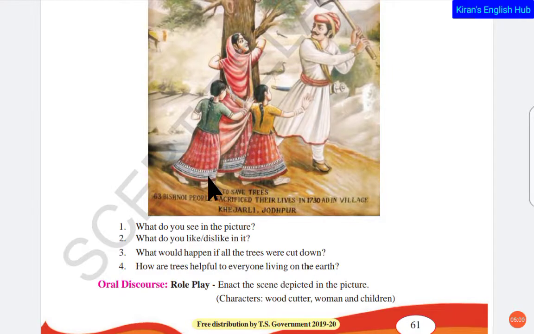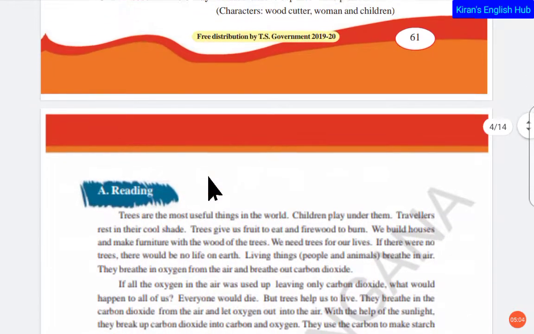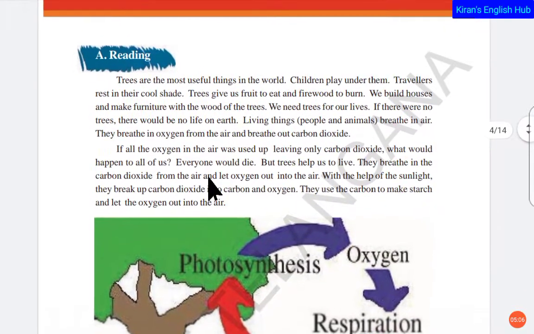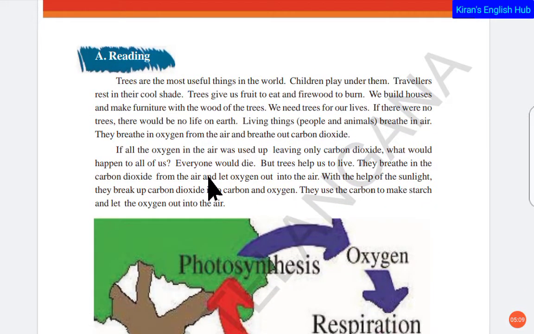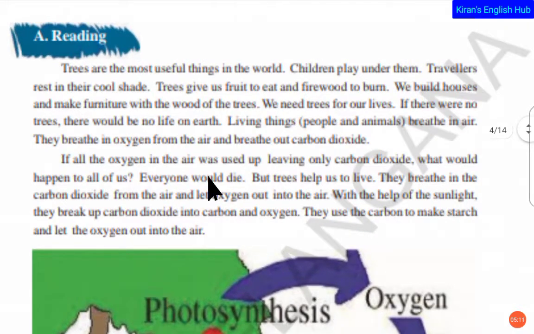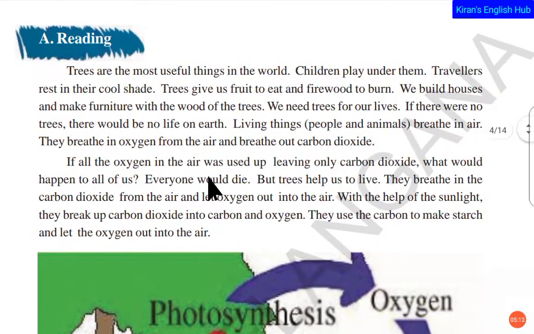Like two children, one lady and a guy who is cutting a tree, and you can enact that. Next, here we go, we have reading A here on the screen. Let me zoom in a bit. Trees are the most useful things in the world. Of course, we know trees are the most useful, most helpful things in the world for every human being, right?